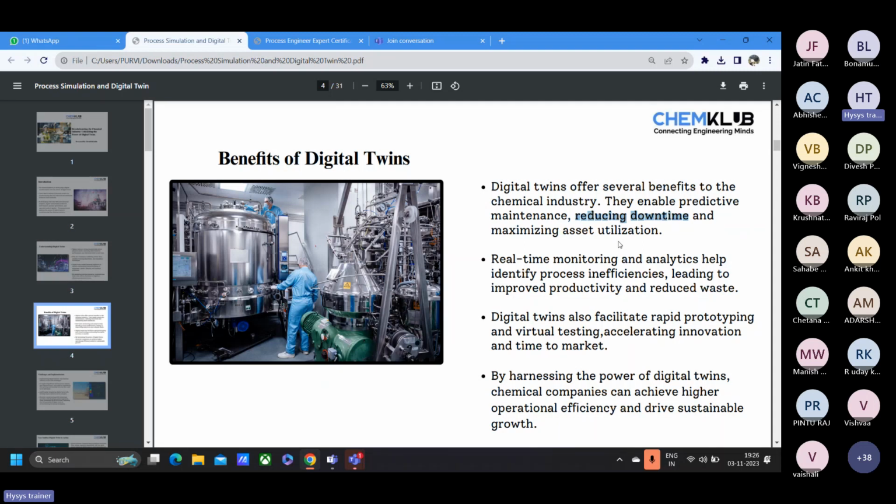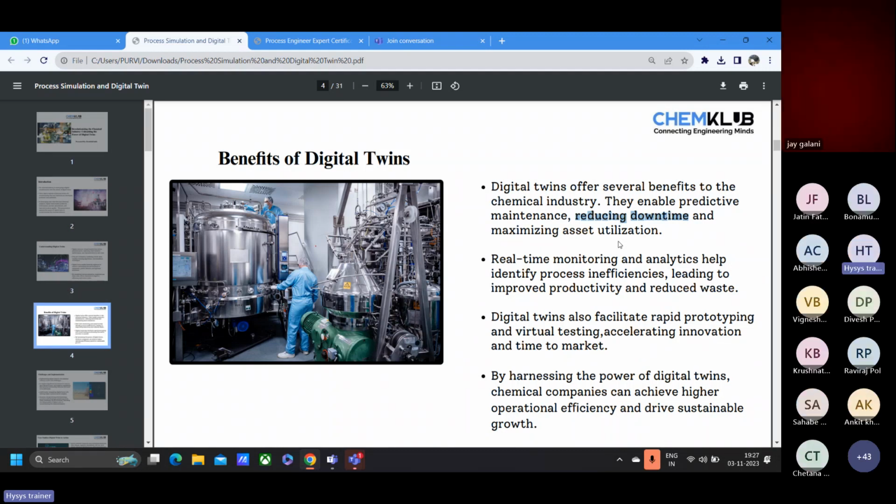Digital twins also facilitate rapid prototyping and virtual testing, accelerating innovation and time to market. For example, say in the polymer industries, if you want to try a new grade or new product in your reactor, before taking that product to the market, you want to see how it is being tested in the field.